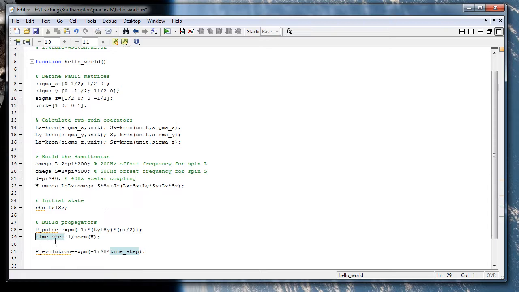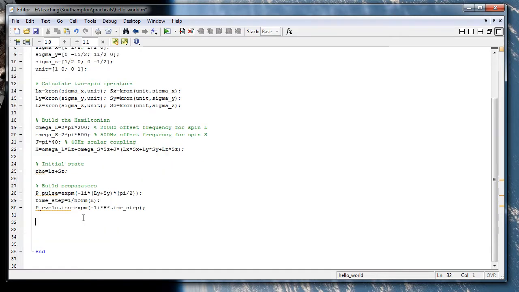Okay, so we now have the time step, and we now have the 2 propagators and the initial condition. What we have to proceed to now is the actual simulation. But before we simulate, we have to decide what it is we are detecting. And typically what we will be detecting is some magnetization on the x and the y axis. So before we build our propagators, we get the detection state.